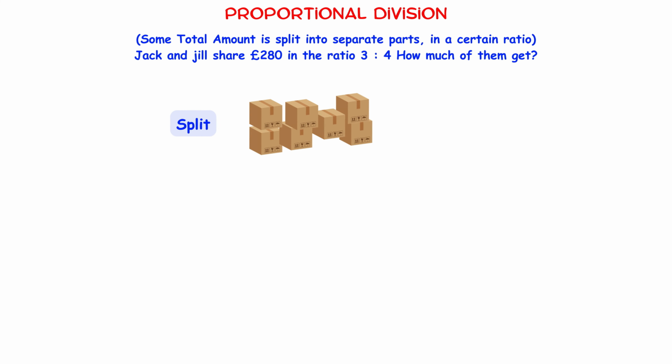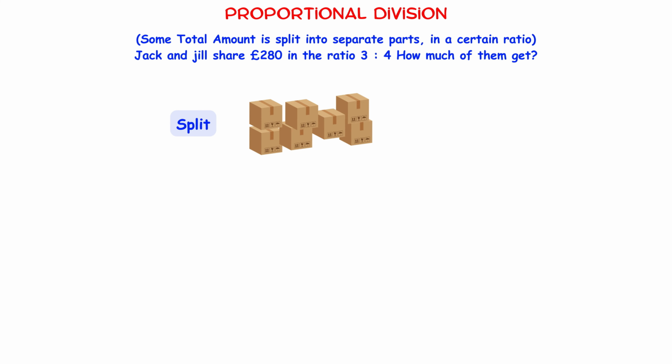In this video, we look at proportional division, which is where some total amount of something is being split into separate parts in a certain ratio. For example, in this question here, we're told that Jack and Jill share 280 pounds in the ratio 3:4, and it asks us how much will each of them get.